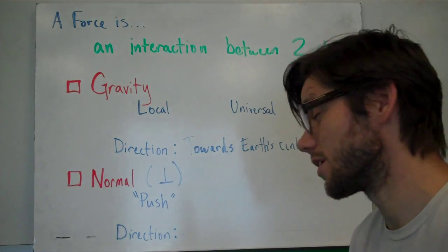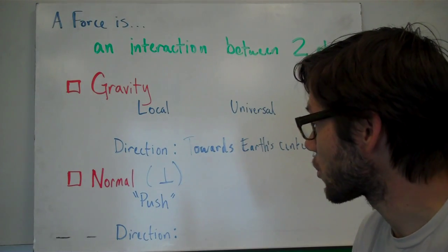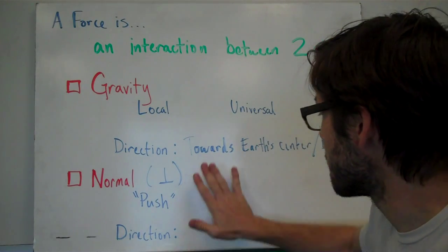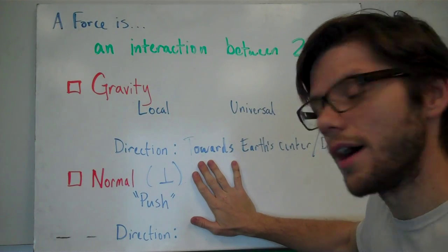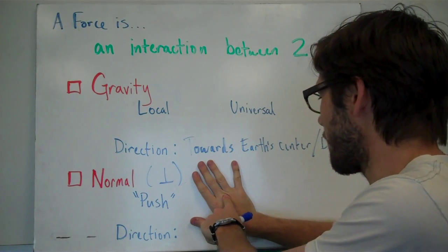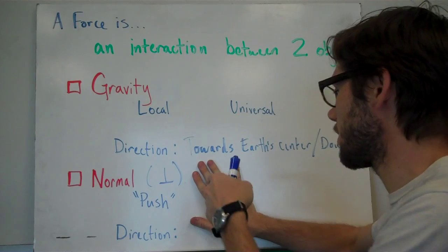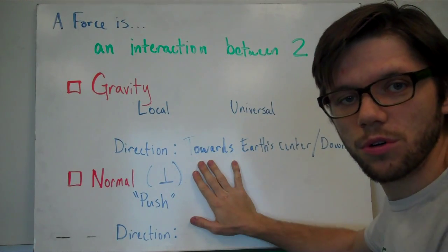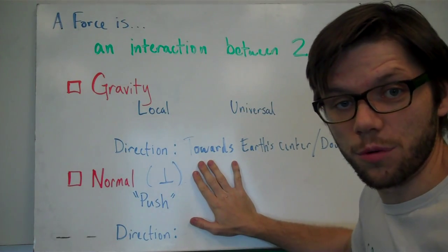So there's lots of ways this can look. A normal force could be as simple as me pushing on this board. The push of my hand against the board is perpendicular to the board. It's pushing into the board, which is one example of the normal force.